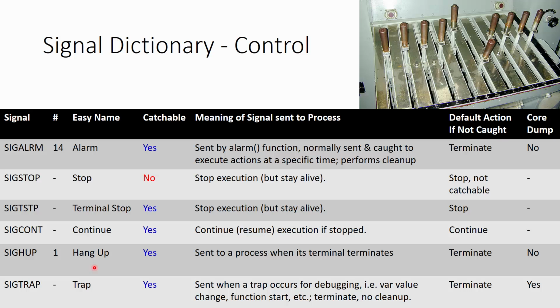All right, the hang up signal. This one has its history, its origins when we were using dial-up modems to connect computers together. So a dial-up modem is typically done through a phone connection. So that phone connection is established, and when the user hangs up, you get a specific signal about that. So that is going to happen when the terminal is terminating.